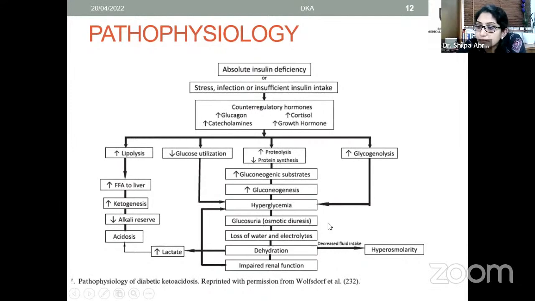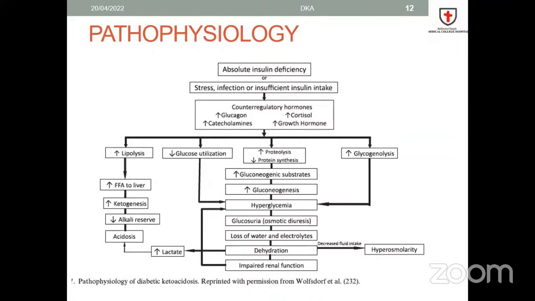And when dehydration happens, what happens to your osmolality? Because of decreased fluid intake and dehydration, there will also be hyperosmolality. Okay, so this is basically what happens because of insulin deficiency and increased counter-regulatory hormones.